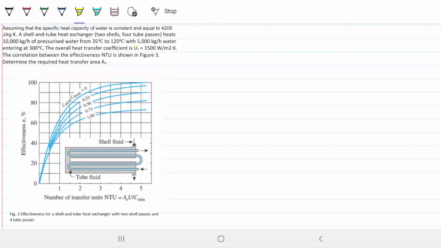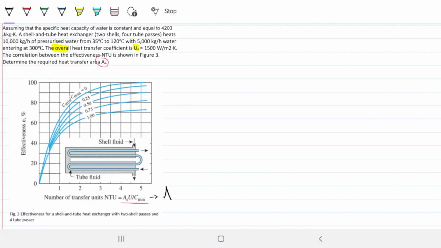So it gave you U, but you didn't need that U, right? You could go with the name of the coefficient. And the correlation between the effectiveness and the NTU is shown in figure 3. Determine the area required for the heat transfer to occur. So we need area A_S. We can look at this guy here at the bottom.